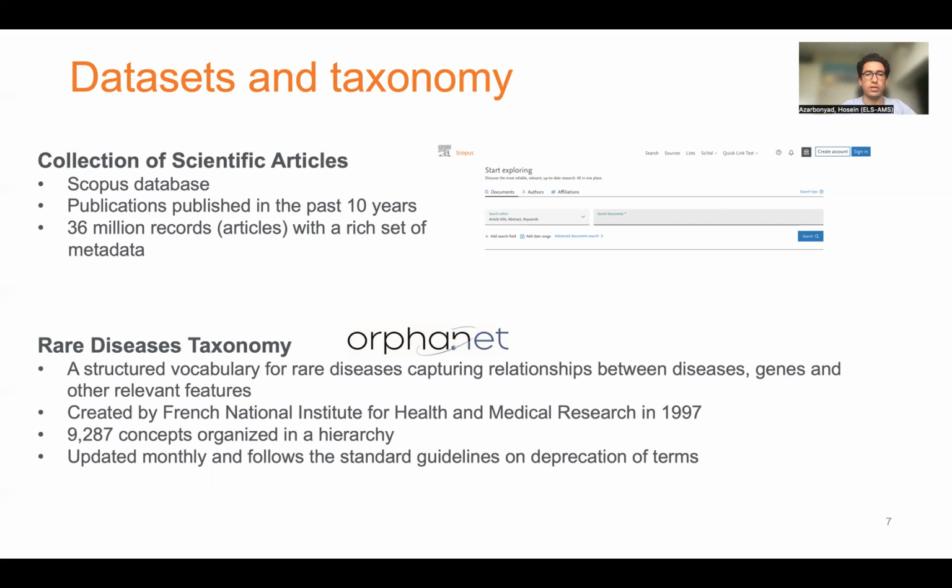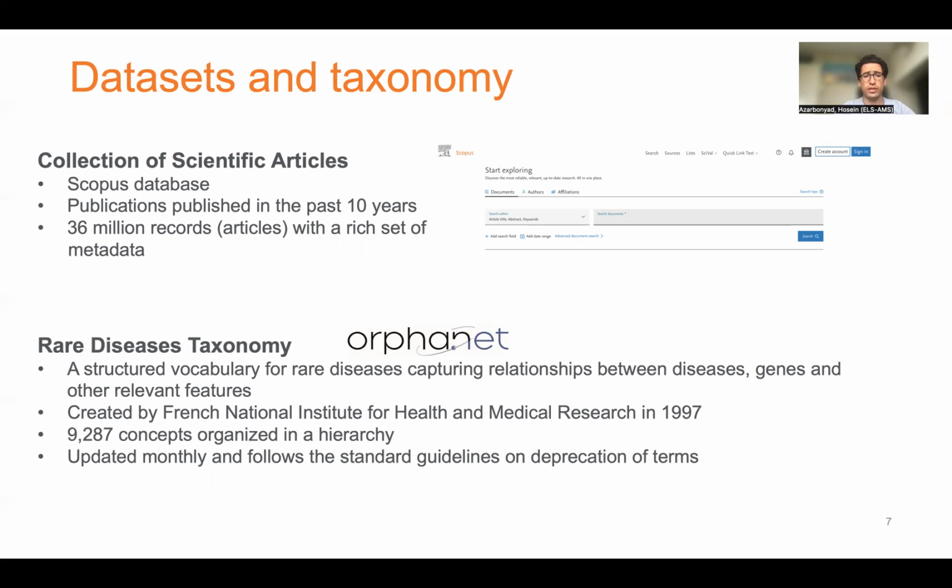Our collection of scientific articles is basically the Scopus database. We only focus on the publications in the past 10 years. This is in line with how different research centers in the Netherlands, at least, are evaluated to be considered as expert centers. For evaluating research centers, the criteria is to look at the publications published in the past 10 years. So we are trying to mimic that in our analysis as well. This subset of articles contains 36 million records with a rich set of metadata that I'll show later on.